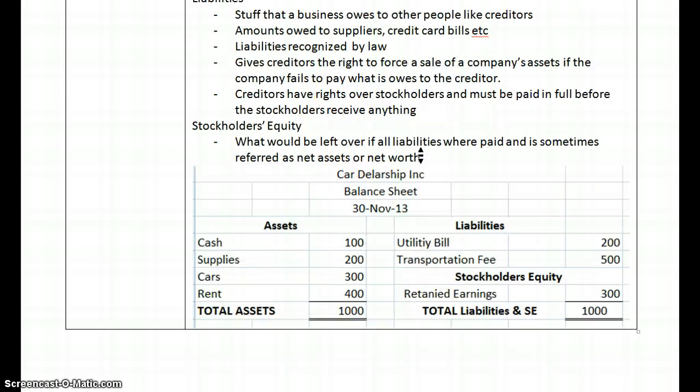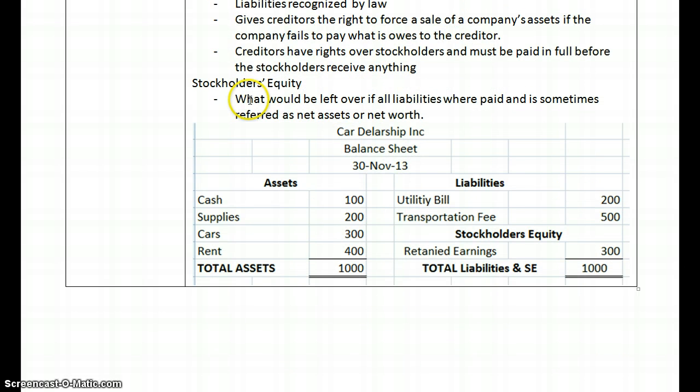Okay, and creditors have the right over stockholders and always must be paid in full before the stockholders can receive anything. And stockholders' equity is what would be left over if all liabilities were paid. This is sometimes referred to as net assets or net worth.